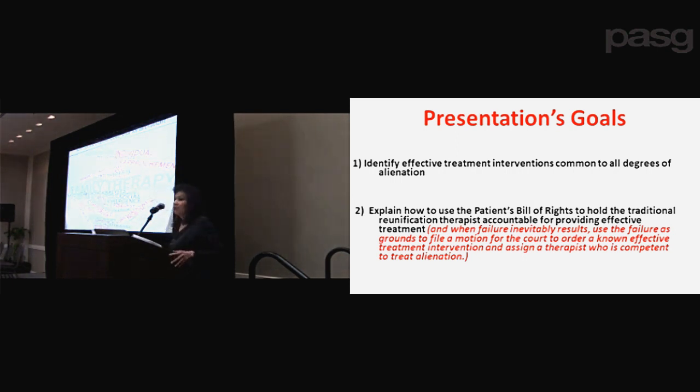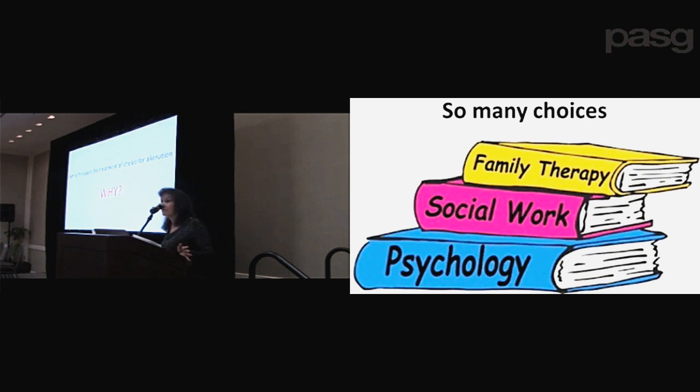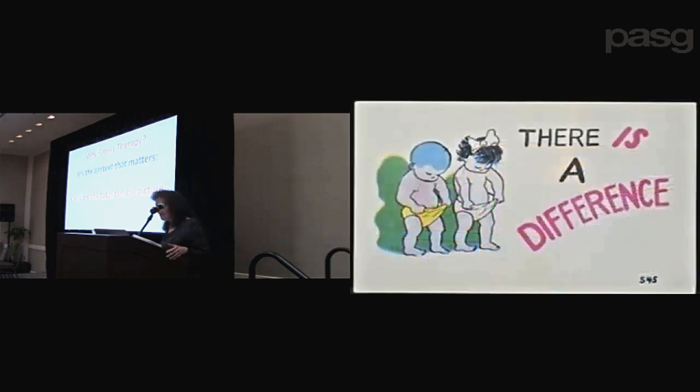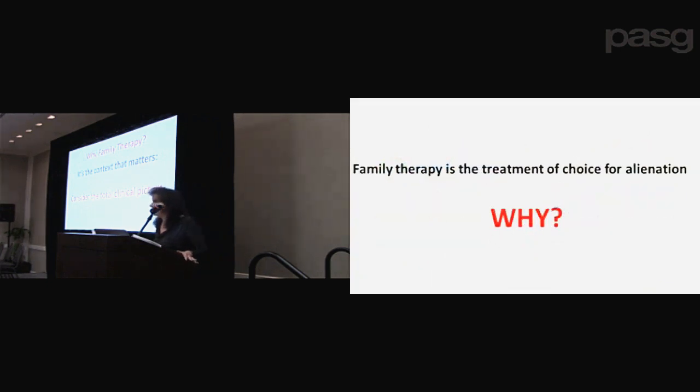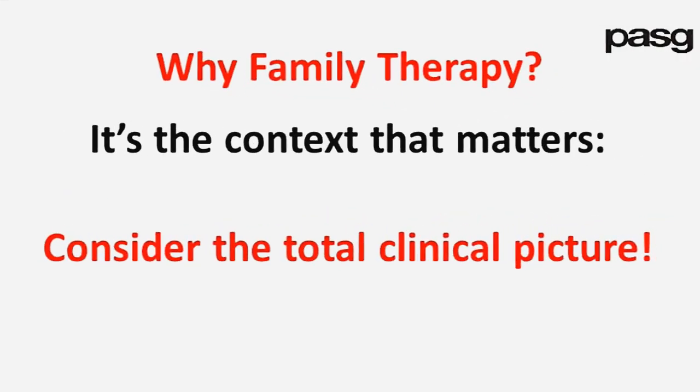So what is the appropriate treatment for alienation? There are just so many choices, but there are major differences in the different interventions. Family therapy is the treatment of choice. Why is that? Well, family therapy abides by the standards of clinical care. It's the context that matters, or the total clinical picture.